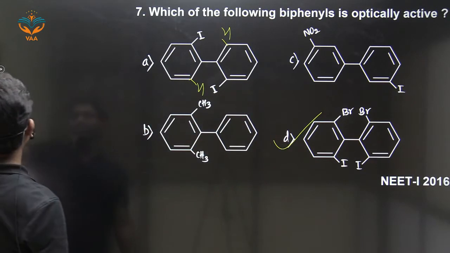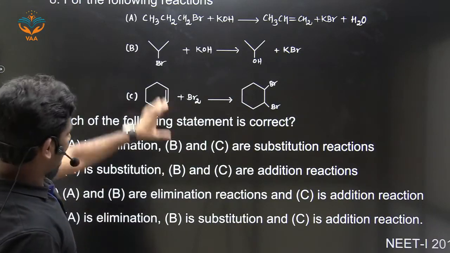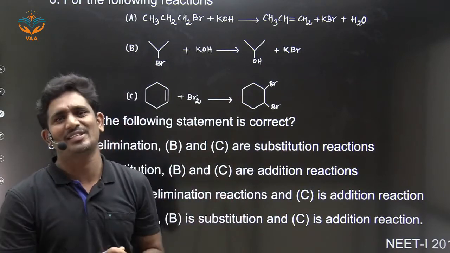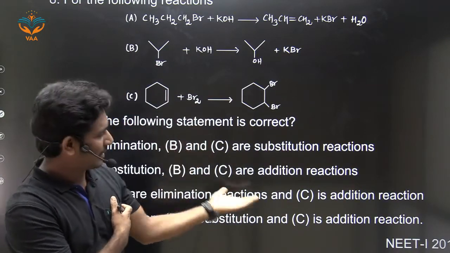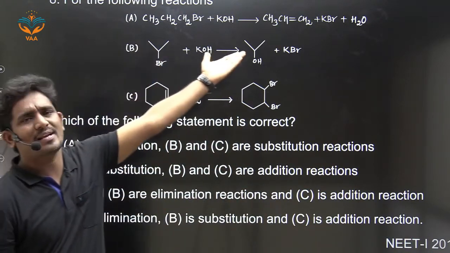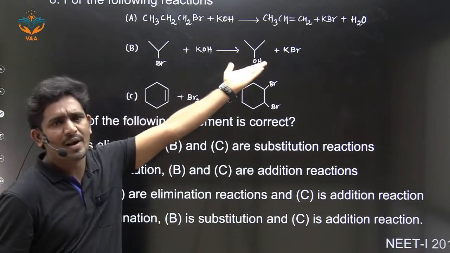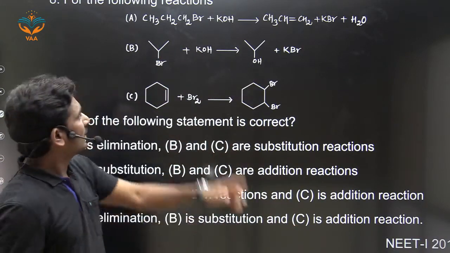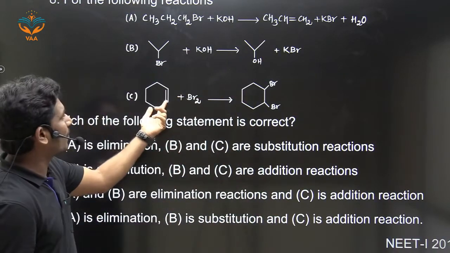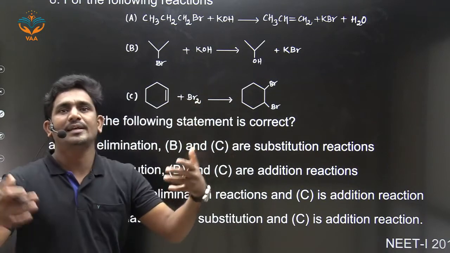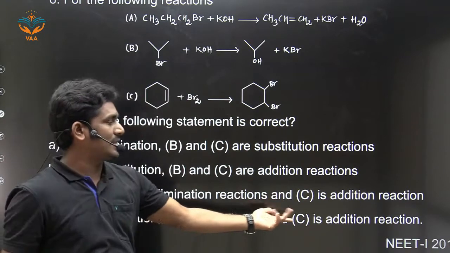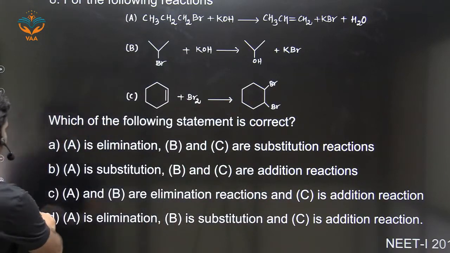Okay? Right. Next one. For the following reactions, three reactions are given and they are asking the type of reactions. Look, such an easy question was asked in NEET 2016. Very easy, no? Alkyl halides are converted to alkenes, which reaction is it? A single bond becomes a double bond, it is an elimination reaction. Here Br is replaced by OH, it is a substitution reaction, and here a double bond is converted to a single bond, which is an addition reaction. A is elimination, B is substitution, and C is addition reaction. So the answer is D.